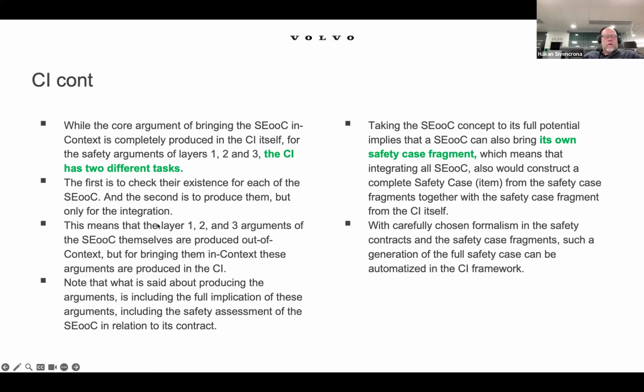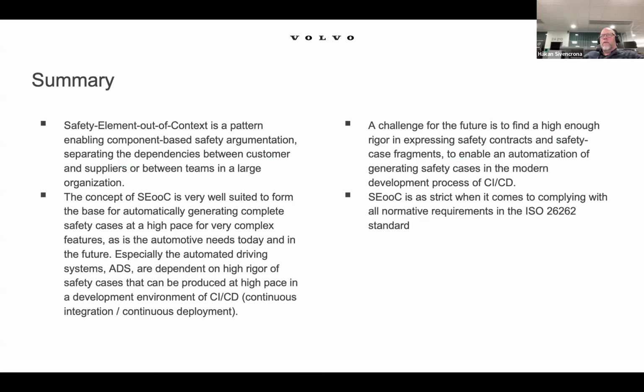And in that, oh my, the time is flying here. Sorry for that. But again, summary: safety element out of context is really a pattern. And if you design, if you're an OEM or if you have an item, if I may say so, by using these patterns and safety tactics, you can have clear assumptions known for those that will come with the components, right? And it's really well suited to form the base to automatically generate complete safety cases. I don't think you can do it without using safety element out of context.